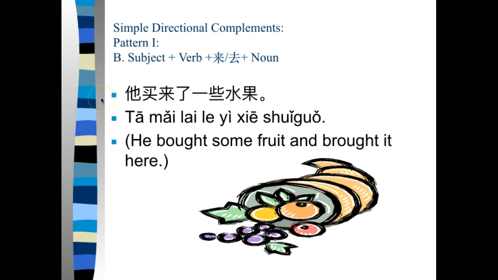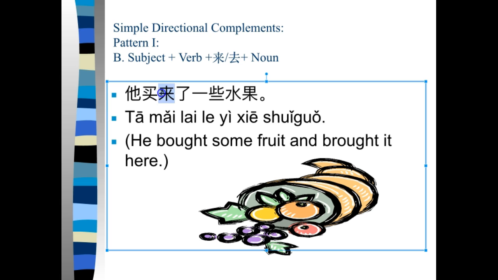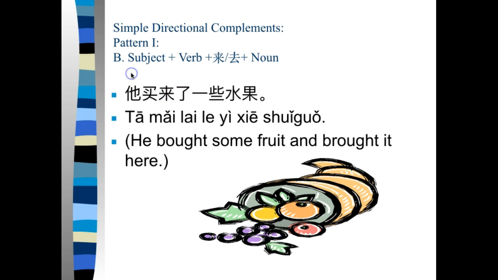他买来了一些水果. This is a slightly different pattern, where the 来, the direction complement, directly follows the verb 买. He bought some fruit and brought it here.